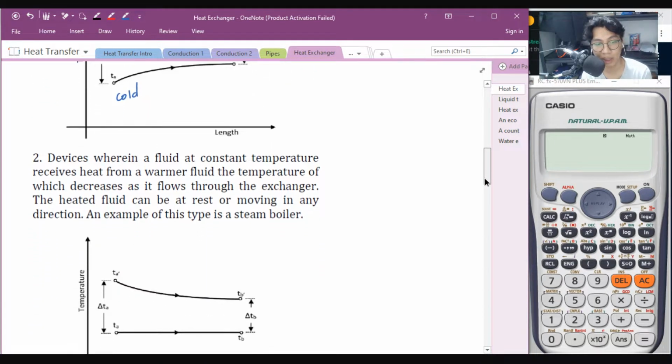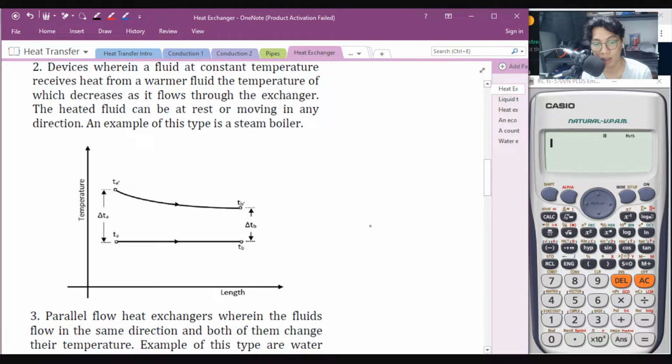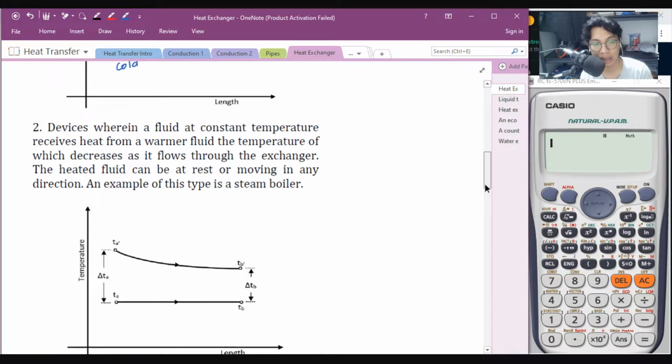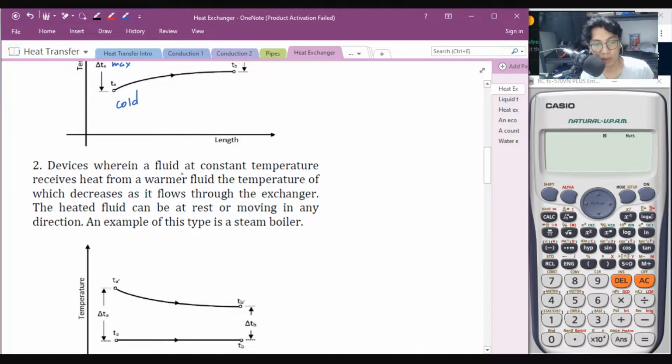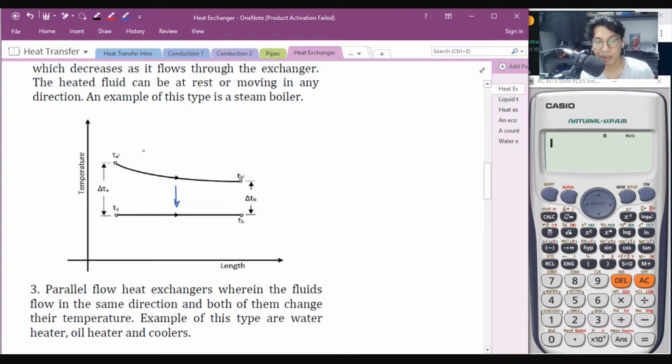Another one, devices wherein a fluid at constant temperature receives heat from warmer fluid. So ito naman, nag-a-absorb ka. Yung cold body mo, constant. Ina-absorb lang niya yung heat na ibinibigay nung hot body mo. Ibig sabihin, bumababa yung temperatura mo. Okay? Asan dito yung fluid that moves? Fluid at constant temperature, ito yon. Receives heat. So, ang heat mo, ibinibigay mo dito. Pababa. Okay? Yung heat. So, dito, from hot side, gradually, magkakaroon ka ng change in temperature here. Okay? Pababa. So, meron ka ring maximum, meron ka ring minimum.